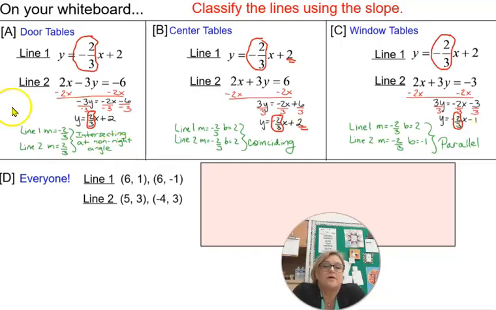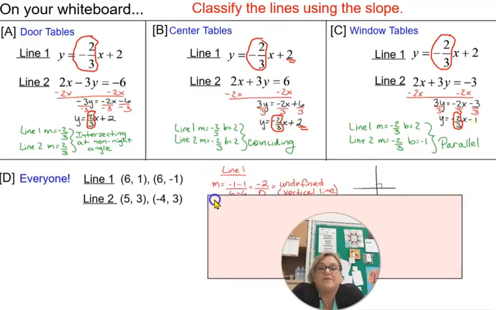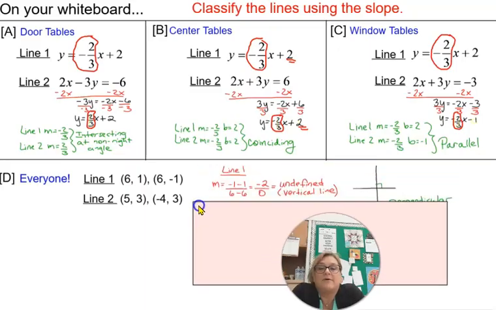Now for D, we're given 2 points on each line. Line 1 passes through the points 6, 1 and 6, negative 1. So our difference of the y's over difference of the x's is going to be a divide by 0 error. And so line 1 is vertical. It has an undefined slope.